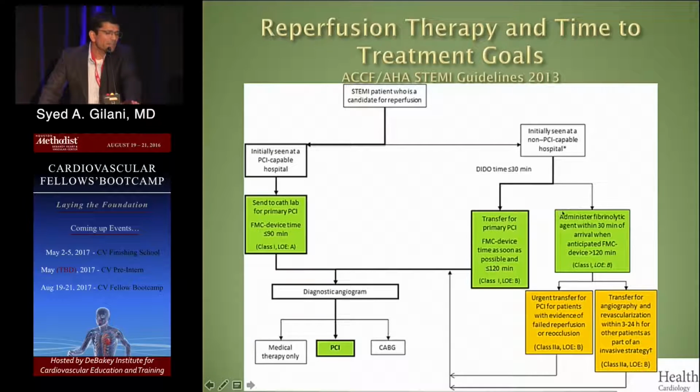But if that is not achievable, then these patients should be given fibrinolytic therapy within 30 minutes. After that, you have two options, and there's a 2A indication for both of them. There have been several trials that have looked into this. You can transfer the patient for catheterization, plus or minus PCI, to be done within 3 hours to 24 hours, or you can transport only those patients who have had failed reperfusion for PCI.